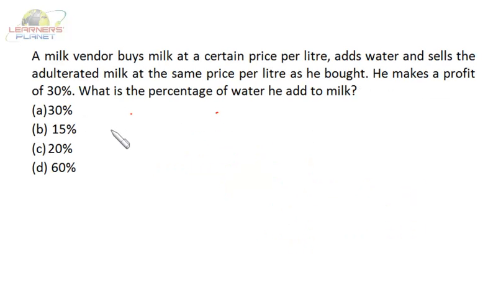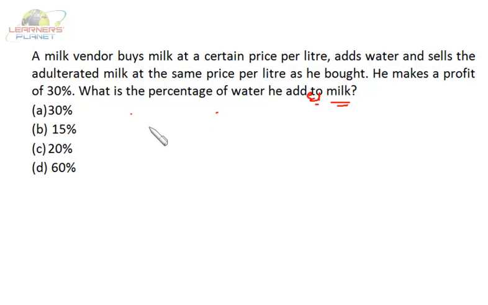Now let's see this question. A milk vendor buys milk at a certain price per liter, adds water and sells the adulterated milk at the same price per liter as he bought. He makes a profit of 30%. What is the percentage of water he added to milk?